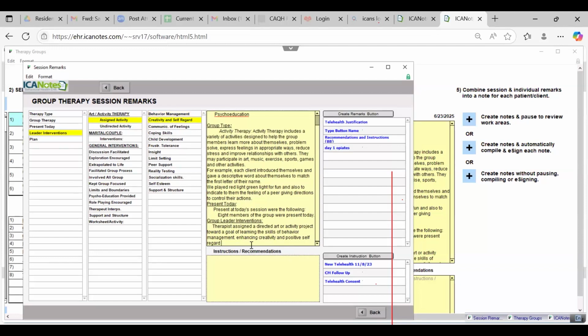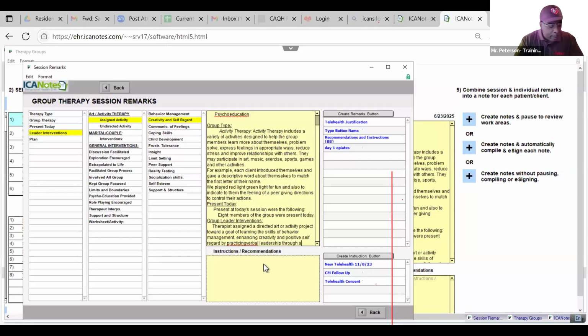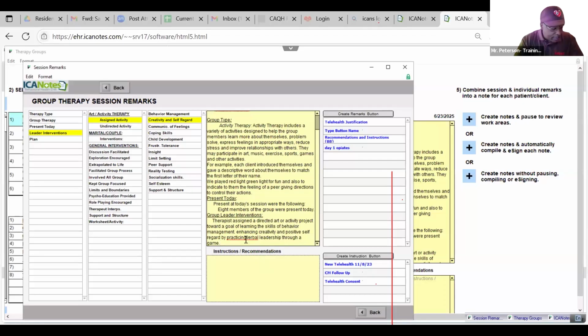And I'm going to add to this because we already talked about playing red light, green light, and enhancing creativity and positive self-regard by practicing verbal leadership through a game, using red light, green light. Stop.